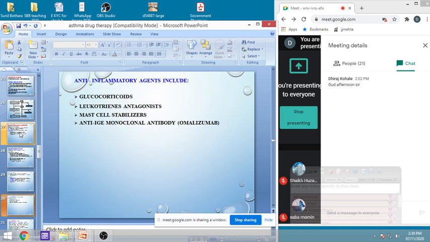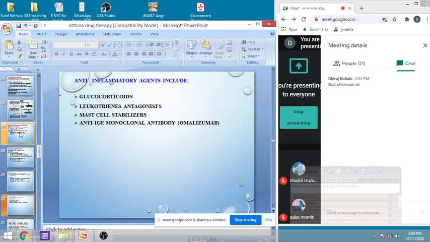Then other agents in this class are called anti-inflammatory agents. The first class was bronchodilators. The next class we call anti-inflammatory agents. We shall be studying these anti-inflammatory agents next time. These agents will reduce the inflammation.